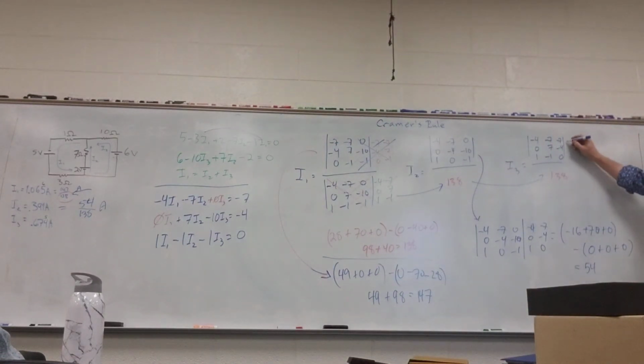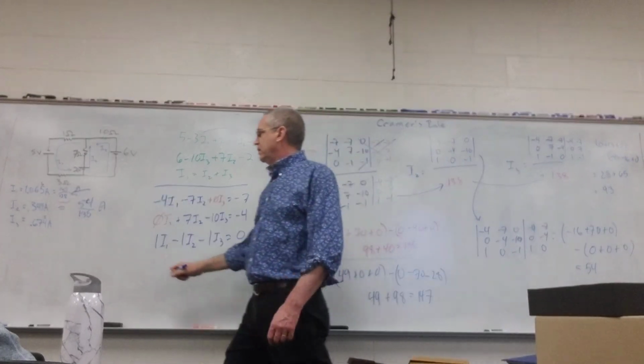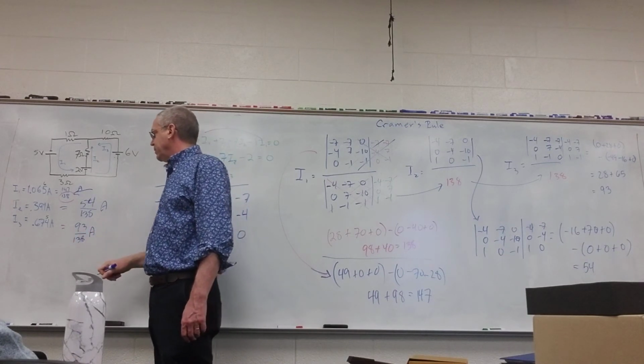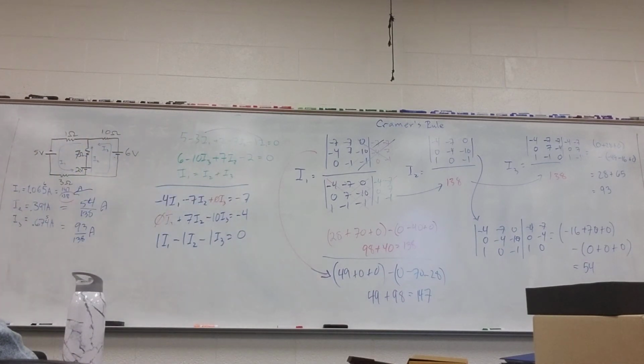And then the last one, -4, 0, 1, -7, 7, -1. So we get 0 plus 28, plus 0 minus negative 49 minus 16 plus 0. So it's 28 plus 65, which is 93. So 93 over 138 amperes, which I assume is 0.674 or 675.